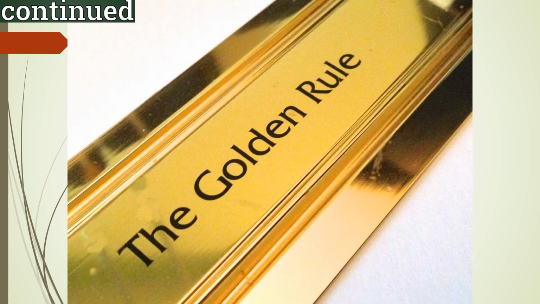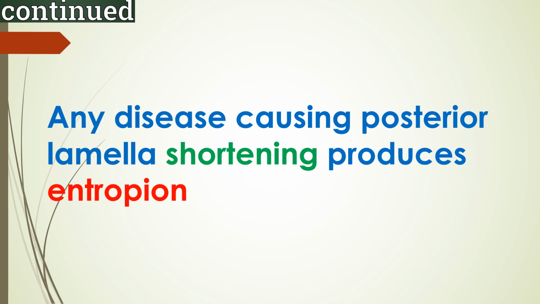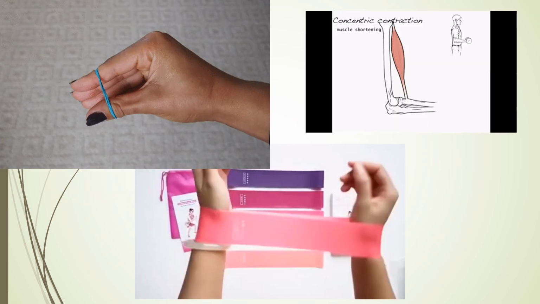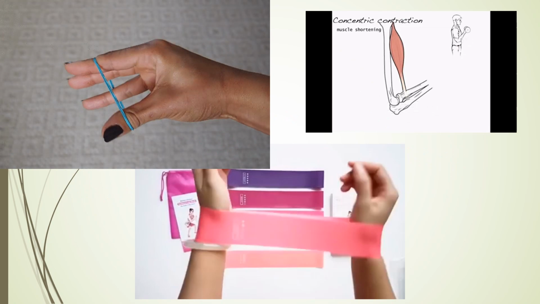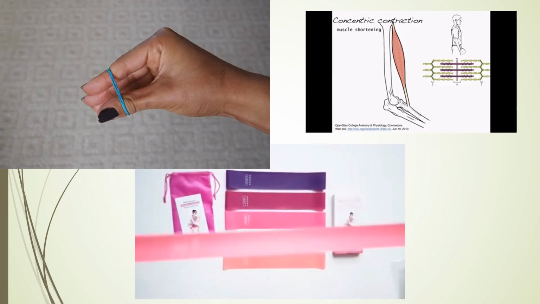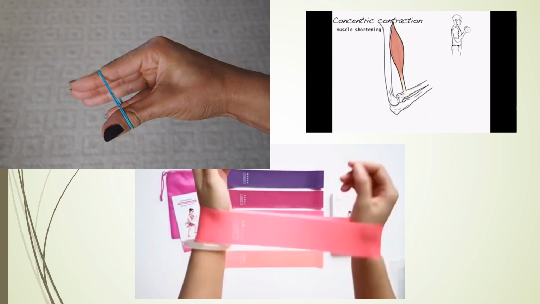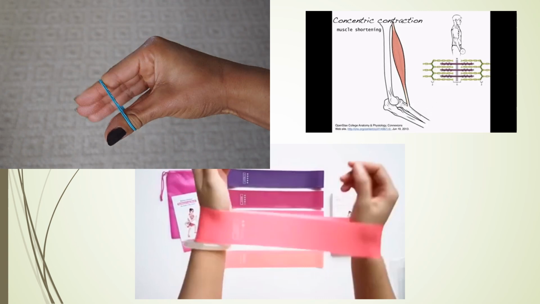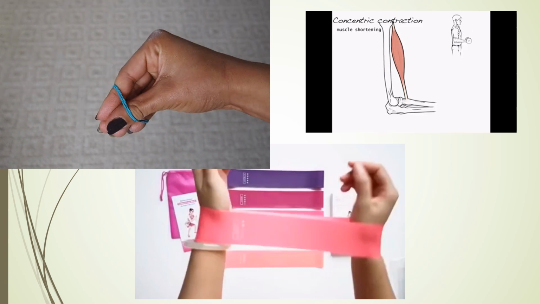The golden rule: any disease causing posterior lamellar shortening produces entropion. Exactly like what occurs with these rubber bands, or like the contraction of the skeletal muscle.